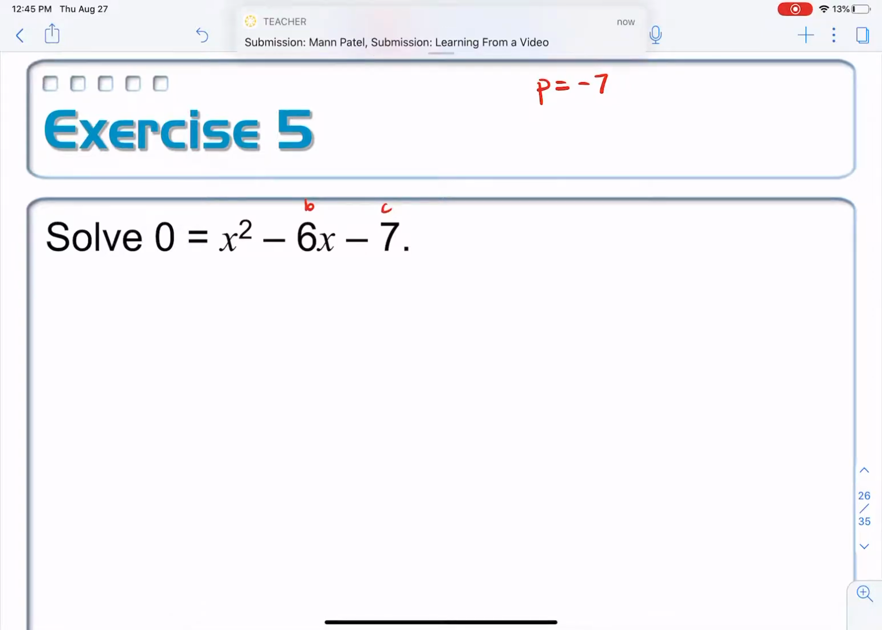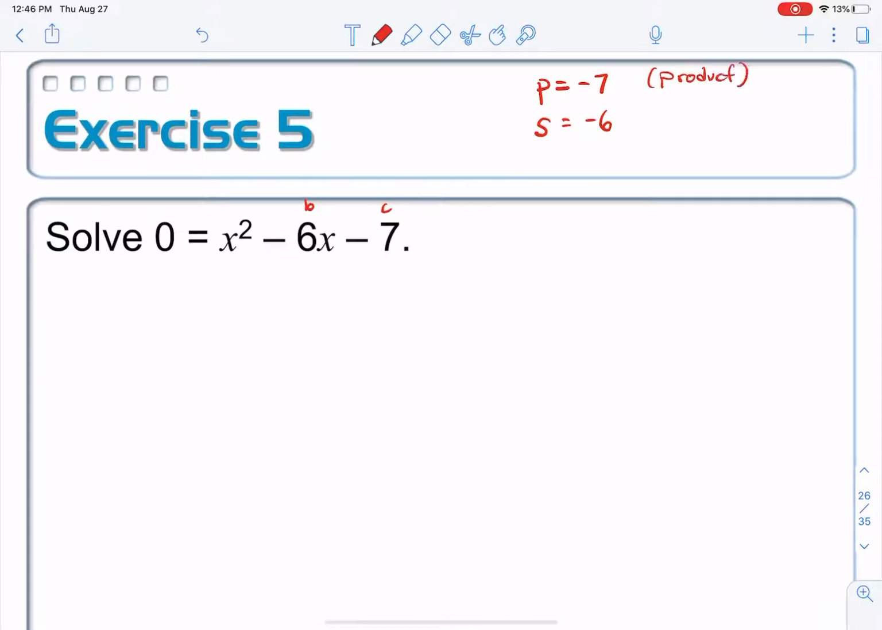When two things add up to a particular number, that's a sum of negative 6. So I'm just going to write this off to the side. Product and sum. I want two things that multiply up to negative 7 and add up to negative 6. So what times what gives me negative 7? And when I add them, I get negative 6.